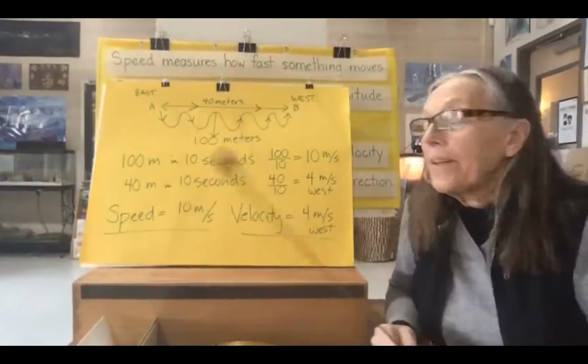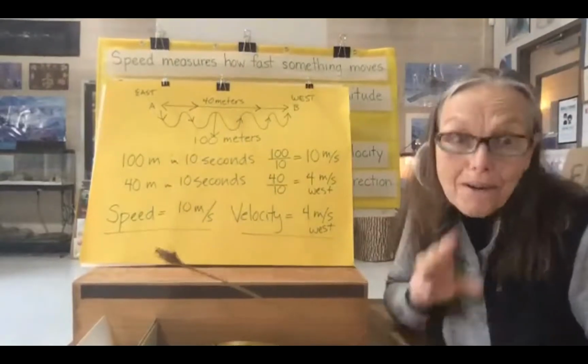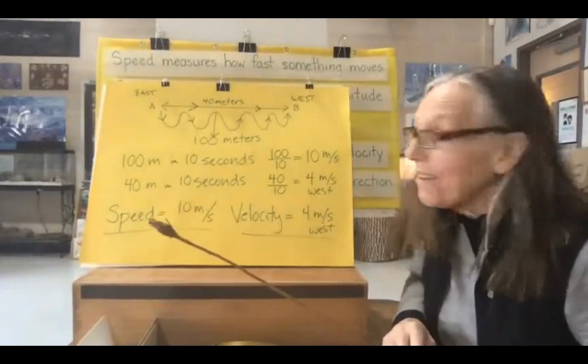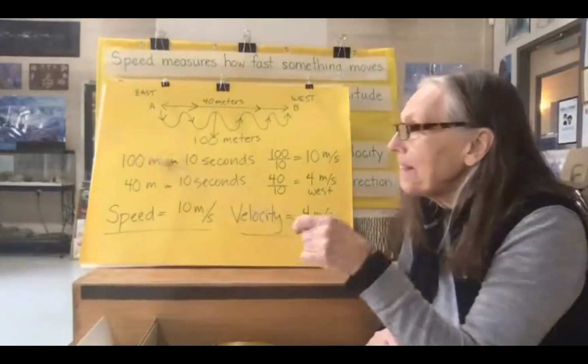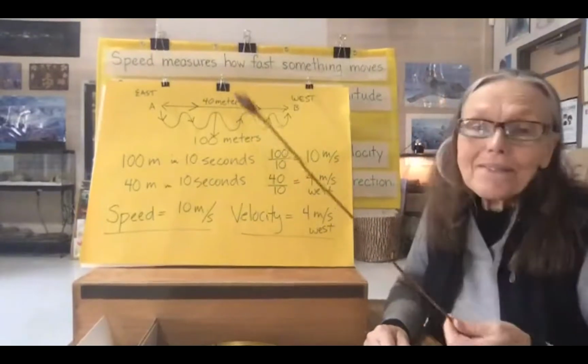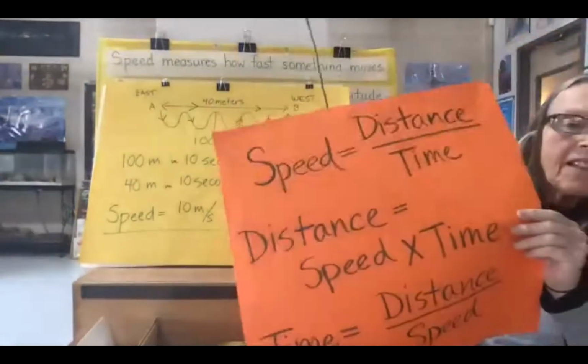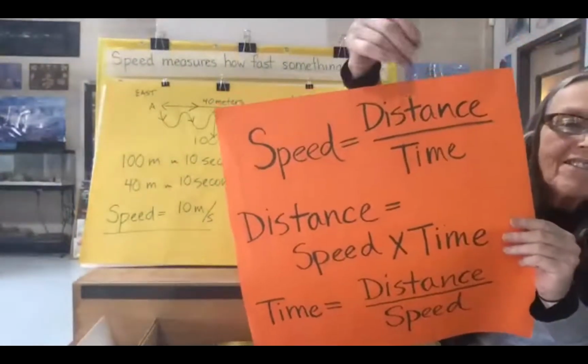So it took us 10 seconds. We were going really fast. These are imaginary numbers because they're easy to divide. So 100 meters in 10 seconds. So as we remember from our earlier lessons, speed is distance divided by time.